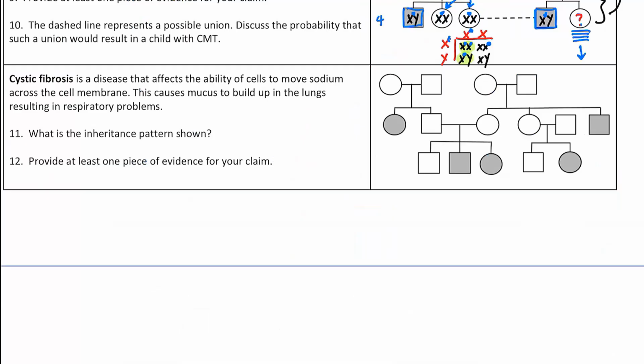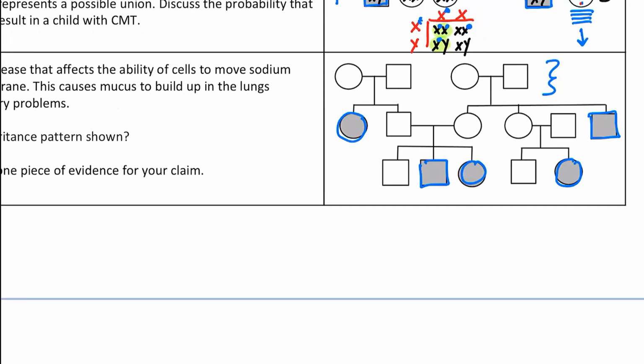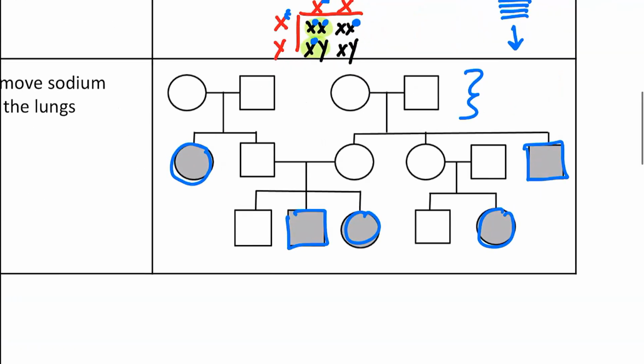Okay, so what's this inheritance pattern? Well, if I look at it, we're skipping a generation. So it looks to me like maybe this is autosomal recessive. But just to make sure, let's look at the individuals inflicted. I see a female, I see a male, I see a male, I see a female. I don't see a disproportionate number of males or females. So this doesn't look like an X-linked pattern to me. And if we're skipping a generation, it possibly could be that we have an autosomal recessive disorder because we have parents who don't have it, which means they must be what? They must be carriers. Okay?